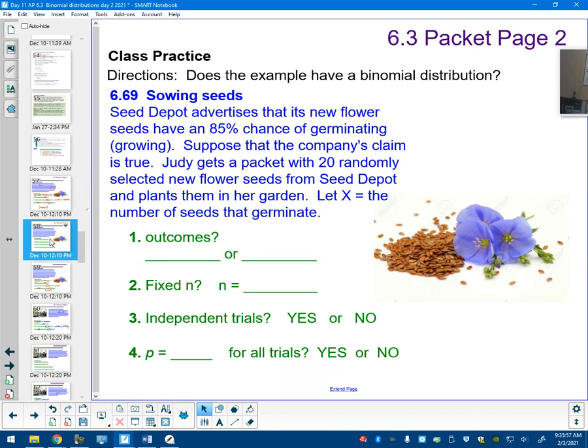She plants them in her garden. Let X be the number of seeds that germinate. Amelia, do we have 2 outcomes? Yes. And what are those? Germinate or not germinate? Mm-hmm. It's not grow or die because a seed's already kind of dried up. So it's germinate or not germinate. All right, so we have the B part of BINS. I should have put this in order, so now we're going to the N part. Stephen, do I have a fixed number of outcomes?